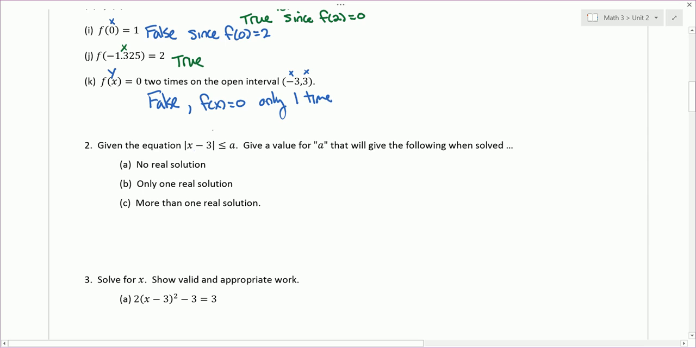So if I have something like this, the absolute value of x minus 3 is less than or equal to negative 5. That's false, because the absolute value of x minus 3, I don't know what x is, but I know it has to be 0 or positive, and a 0 or a positive number can't be smaller than or equal to negative 5. So this is no solution, or no real solution.